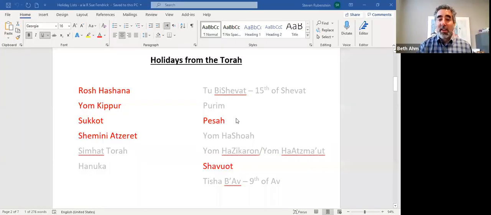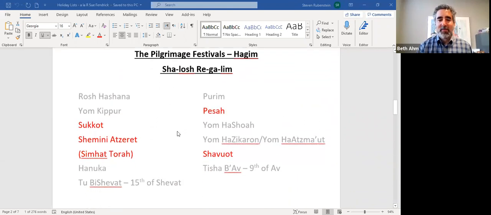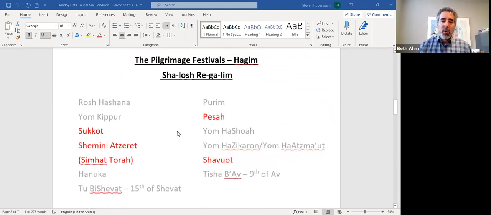So, holidays from the Torah. A subset of this is the Shalosh Regalim, pilgrimage festivals. They're called pilgrimage festivals because the Jewish people were supposed to make a pilgrimage to the temple up to Jerusalem, where the temple stood, on these festivals. Sukkot and Shmini Atzeret, Pesach and Shavuot.